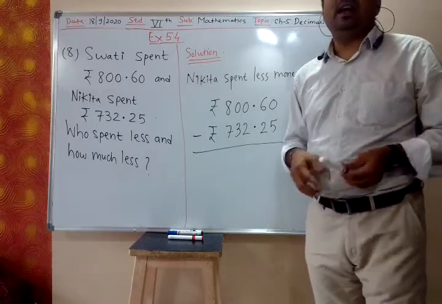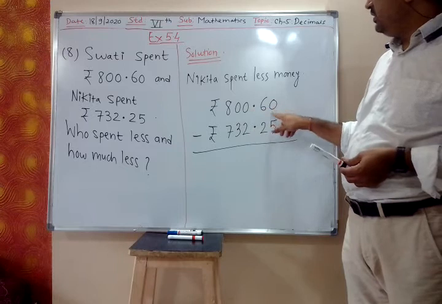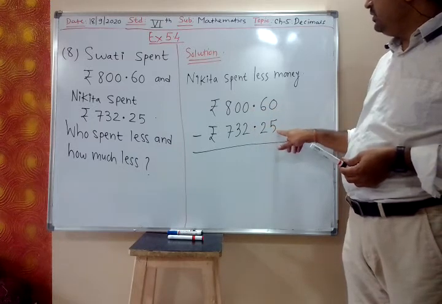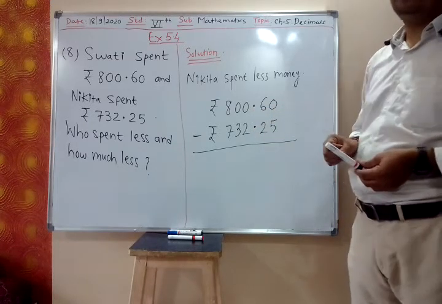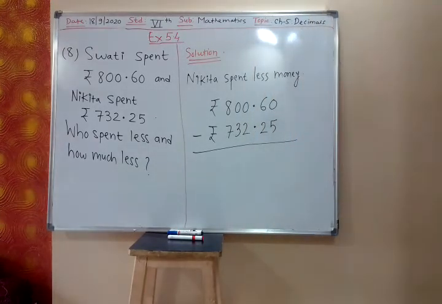Now check whether they are like decimals or not. After point there are 2 digits. After point there are 2 digits. So they are like decimals. Yes, they are like decimals.